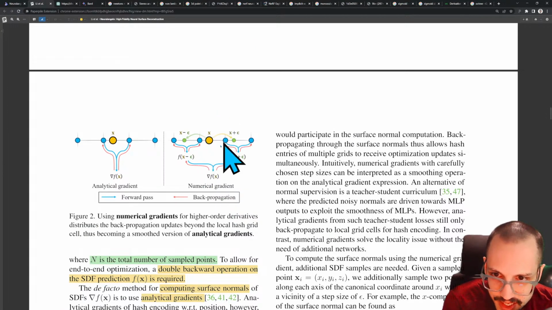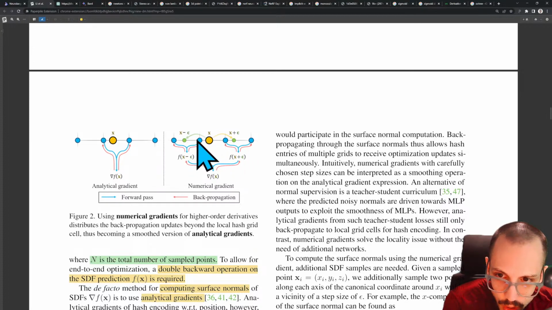Okay, so you add and remove this epsilon. You're in two different grid cells now. You can now push gradients on all four of these little vectors here, beyond the local hash grid cell. Right, so with analytical gradients, you can only push updates here, versus with the numerical gradients, you can push updates beyond just the single cell. You can push it to the cells around it as well.